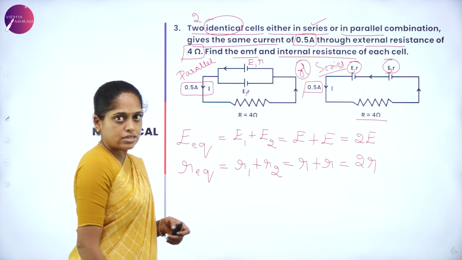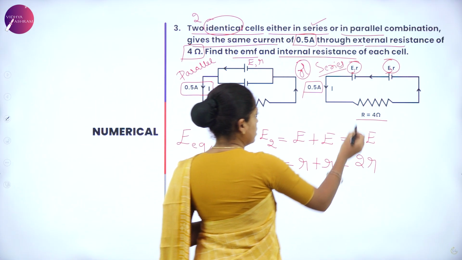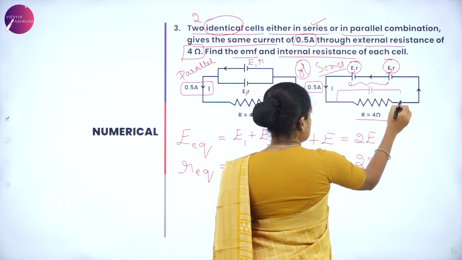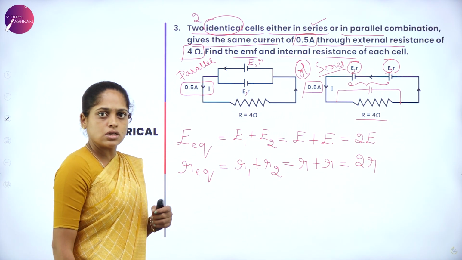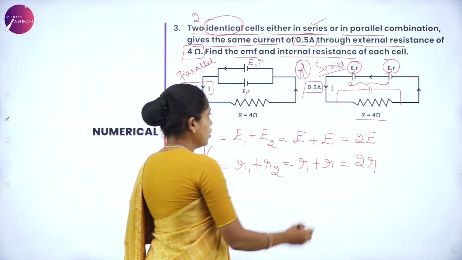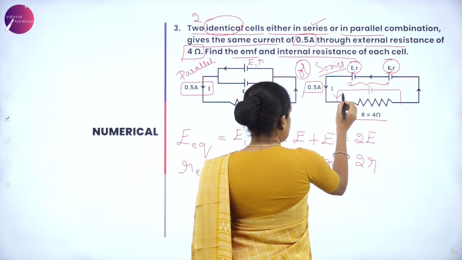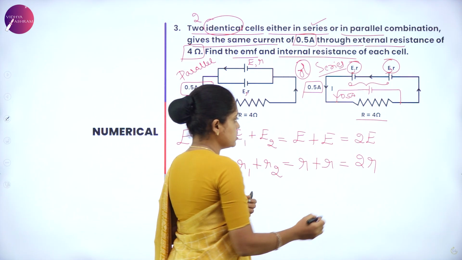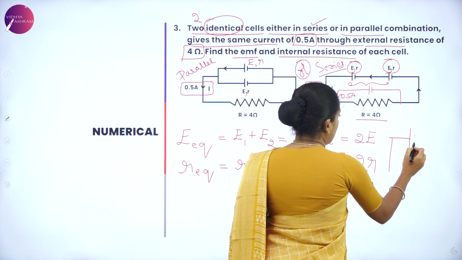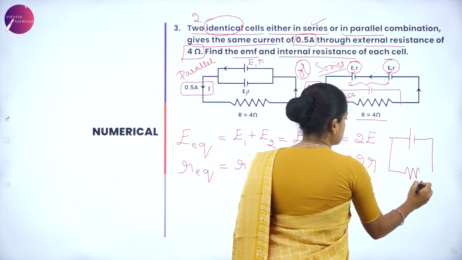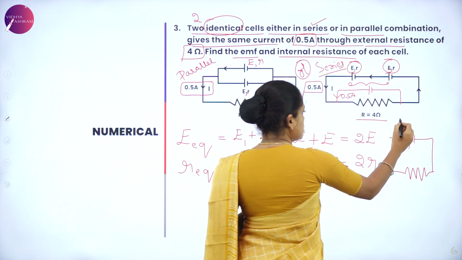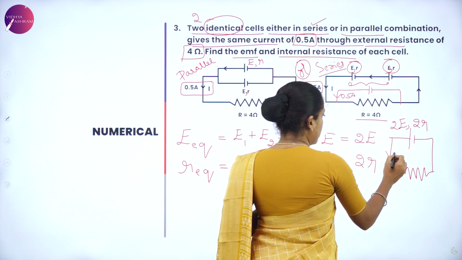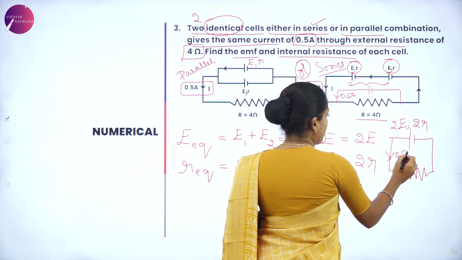Now, these two cells are replaced by a single cell, and connected to an external resistance of 4 ohm. The current flowing in this circuit is 0.5 ampere. Now, it has become a simple circuit. A simple circuit means a battery and an external resistance, whose EMF is 2E and internal resistance is 2R. Current in this circuit is 0.5 ampere.